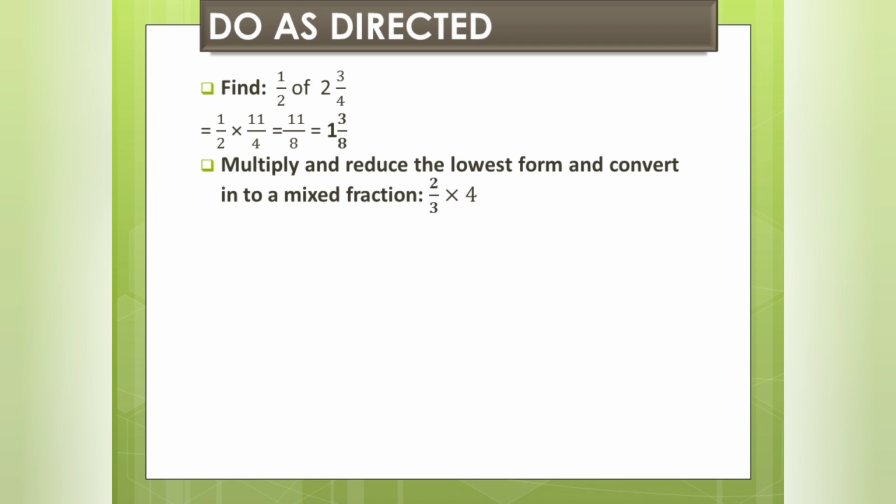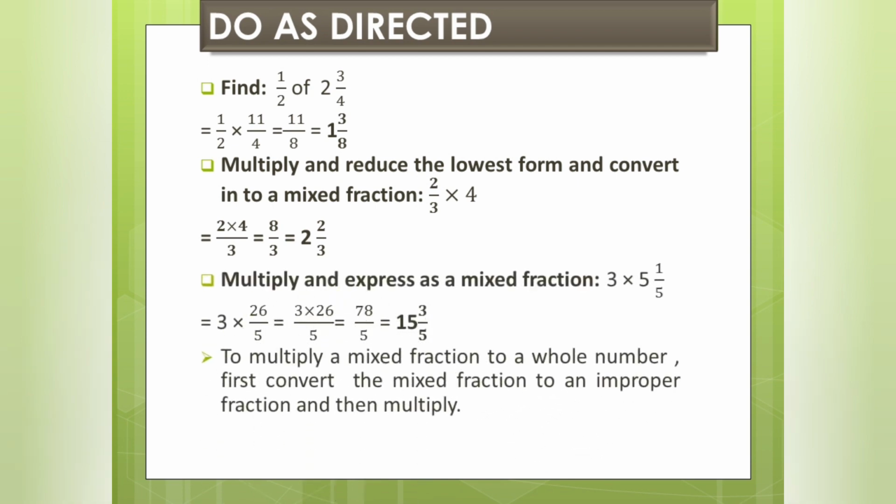Okay, next question. Multiply and reduce to the lowest form and convert into a mixed fraction. Question, 2/3 multiplied by 4. Here 2 multiplied by 4 upon 3. 2 fours are 8, we will get 8/3. Then again we have to convert into a mixed number. 2 integer 2/3 we will get as the answer.